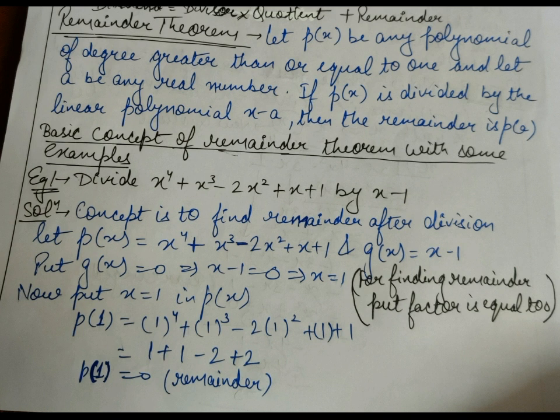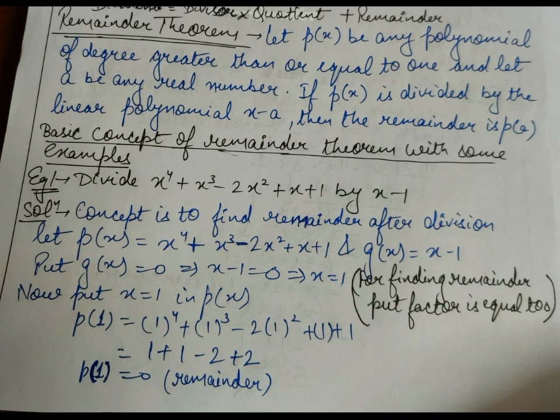Now the basic concept of this theorem is to find the remainder. We will be studying the basic concept of this theorem with some examples. So example number 1 is divide x to the power 4 plus x cube minus 2x square plus x plus 1 by x minus 1. Now we have to find the remainder here by using the basic concept of the remainder theorem. So we'll suppose p(x) is equal to x to the power 4 plus x cube minus 2x square plus x plus 1 and g(x) as x minus 1.